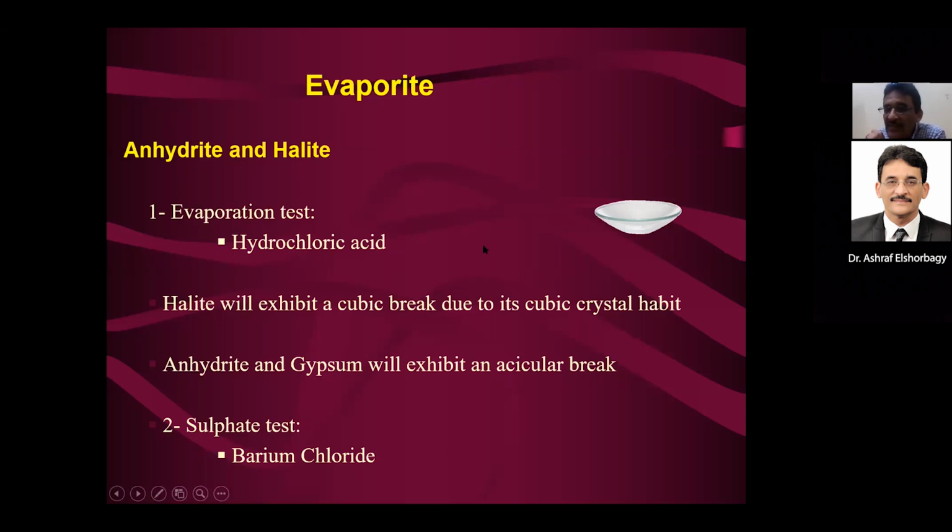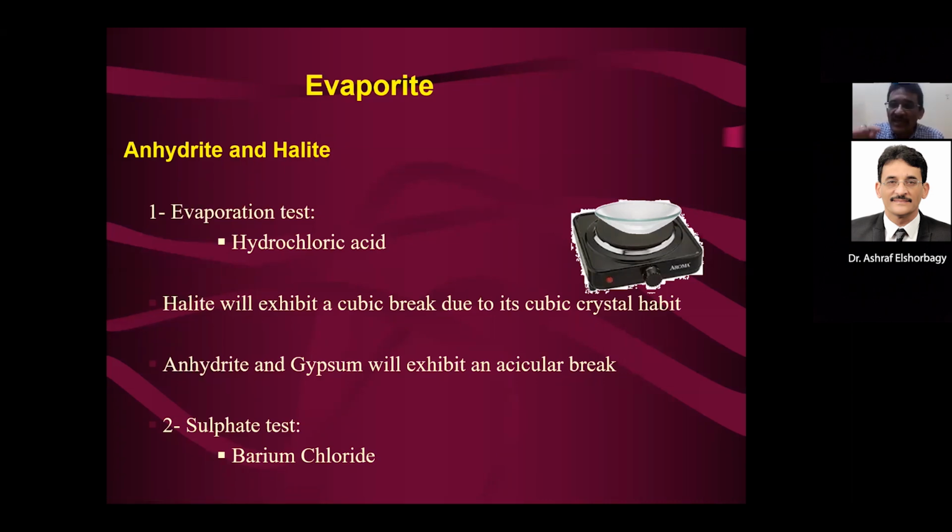After this, I start heating using the hot plate, and after a while, when it's dry, I take this watch glass and put it below the microscope. Below the microscope we look for what is called an acicular break. What is the meaning of an acicular break? Below the microscope, we will see some needles, exactly like needles, precipitated due to recrystallization of the anhydrite.